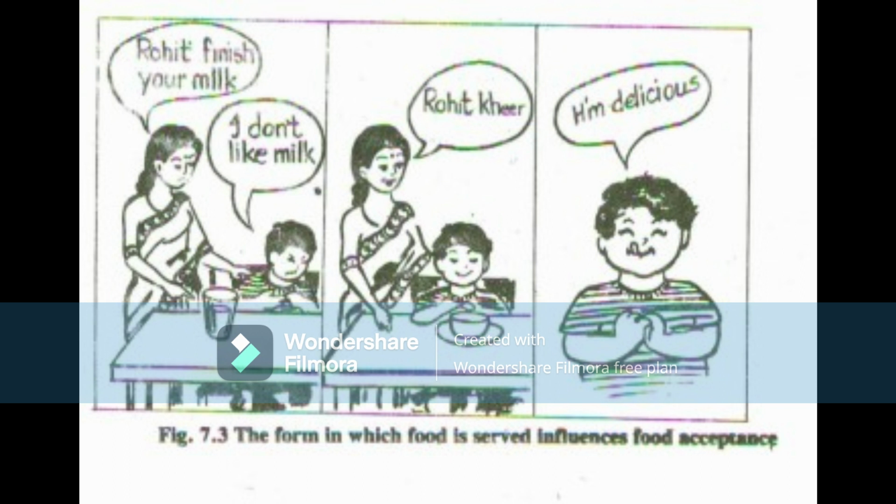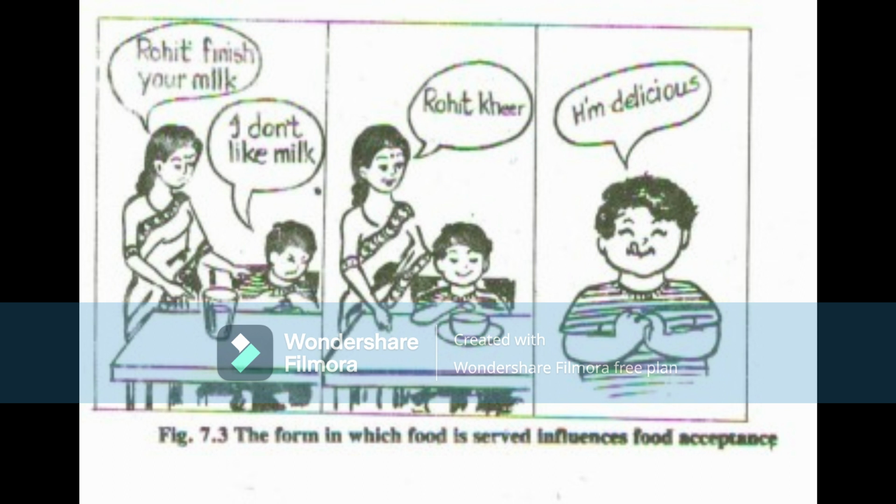Figure 7.3. For instance, if milk is disliked, then it is better to serve curd, cottage cheese-based preparations or any other milk product. Figure 7.3: The food in which food is served influences food acceptance. Look at the screen for table content.